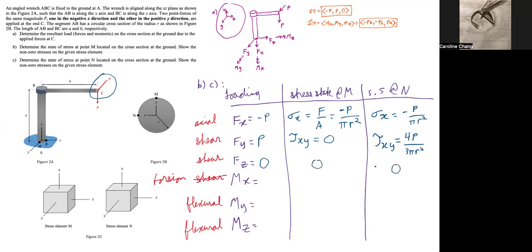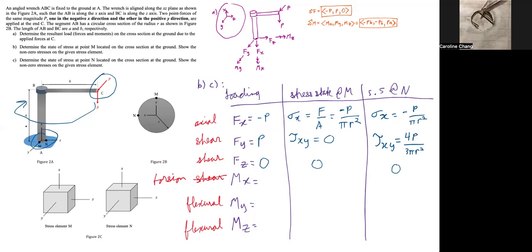Now we can consider the Mx, the moment around the x. So the moment around the x is due to, as we see, negative Pb. So it's due to this loading over here. And basically this loading is going to cause the figure to spin in this direction. And it's going to cause torsion over here. What about the stress state at M at that location?